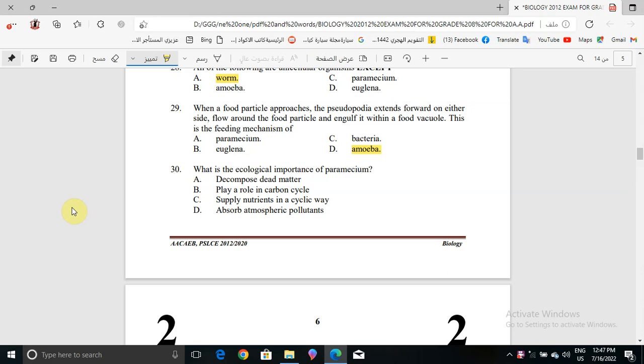Now question number 30. What is the ecological importance of paramecium? Decompose dead matter, or play a role in carbon cycle, or supply nutrients in a cyclic way, or absorb atmospheric pollutants. The correct answer will be play a role in carbon cycle. This is the ecological importance of paramecium.